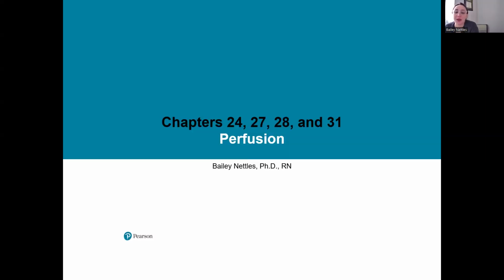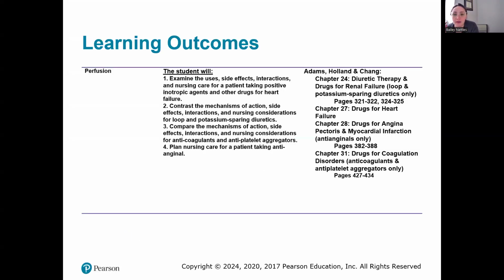All right, so today we're going to do chapters 24, 27, 28, and 31, perfusion, okay? By the end of the class, we'll be able to examine side effects, interactions, and nursing care for patients taking positive inotropic agents and other drugs for heart failure. We'll be able to contrast mechanisms of action, side effects, interactions, and nursing considerations for loop and potassium-sparing diuretics. Compare the mechanisms of action, side effects, interactions, and nursing considerations for anticoagulants and antiplatelet drugs, and then plan nursing care for patients taking anti-anginals.